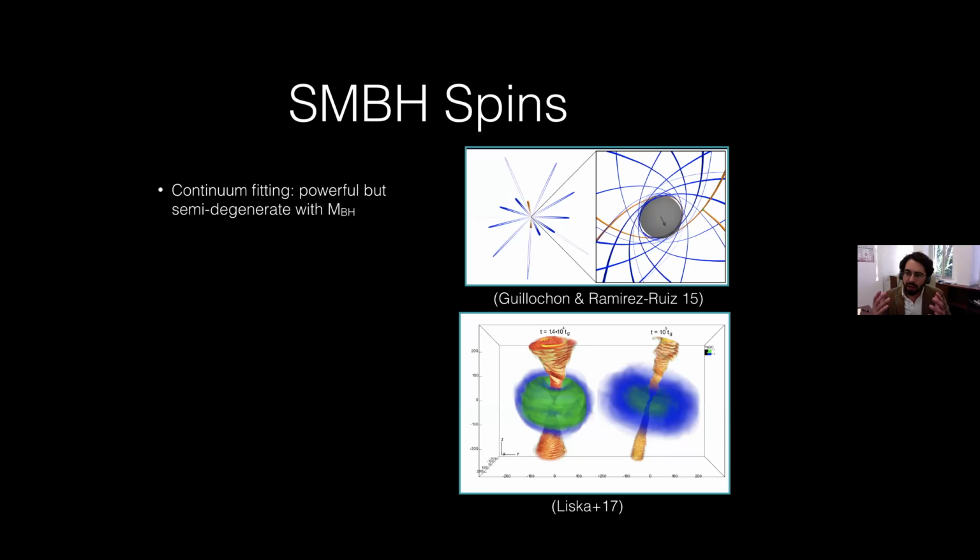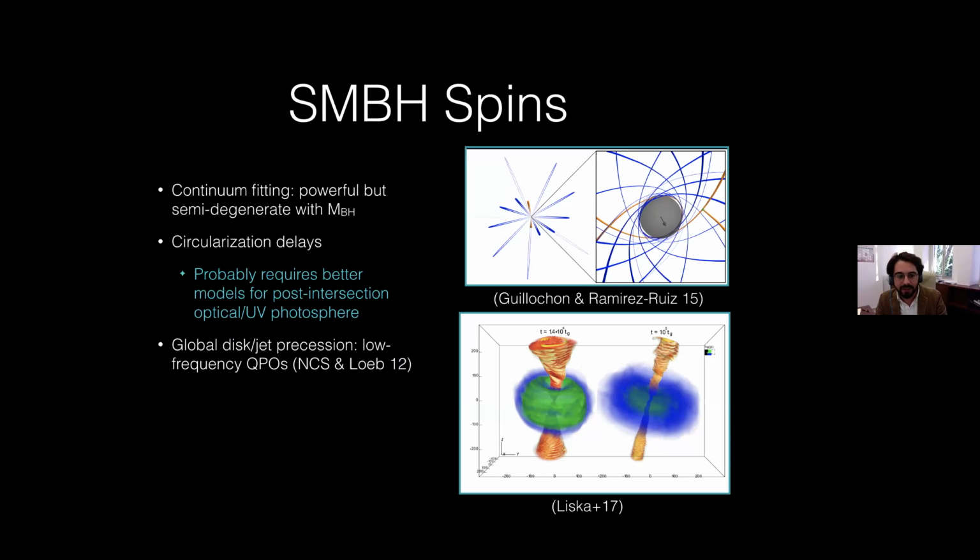So, okay, we've already discussed how X-ray continuum fitting gives you a powerful way to constrain the spins of supermassive black holes in TDEs, but it does have some degeneracies with black hole mass. These circularization delays offer another approach, but they depend in a sensitive way on these messy details of time-dependent relativistic hydrodynamics, which we still don't understand fully.